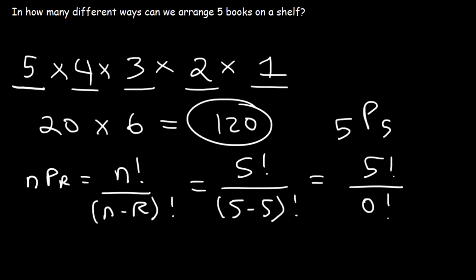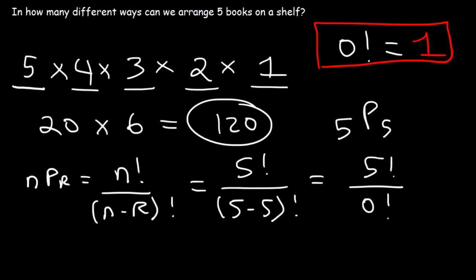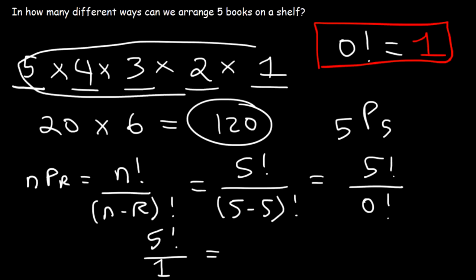Now this is not undefined. 0 factorial does not equal 0. 0 factorial equals 1. Make sure you know that. That's just something to know. If you're wondering why, that's just the way it is. I don't have an answer for you. So this is going to be 5 factorial over 1. And we know that 5 factorial is 5 times 4 times 3 times 2 times 1. And this is equal to 120.